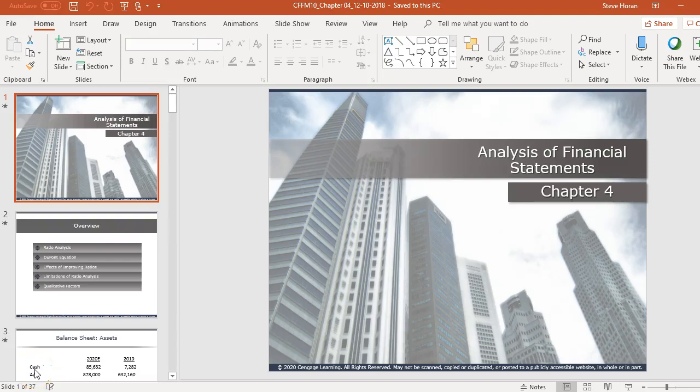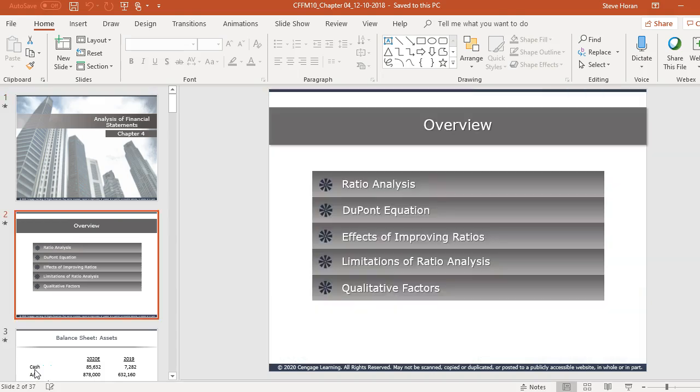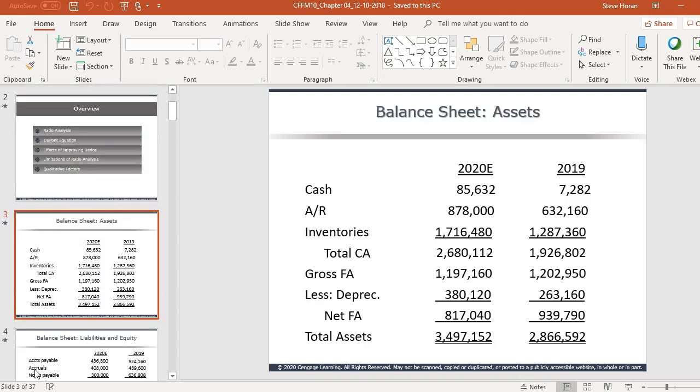Well, welcome to Chapter 4. Chapter 4's topic is analysis of financial statements. The topics we cover are ratios. We'll look at ratios from all different angles and get a handle on what they mean, what they tell us, and so on.